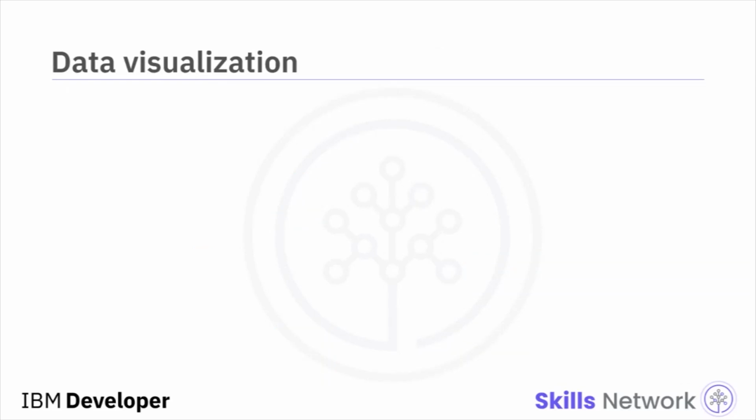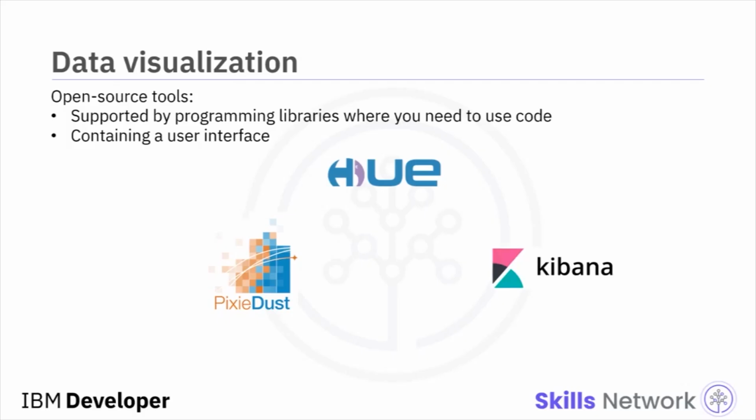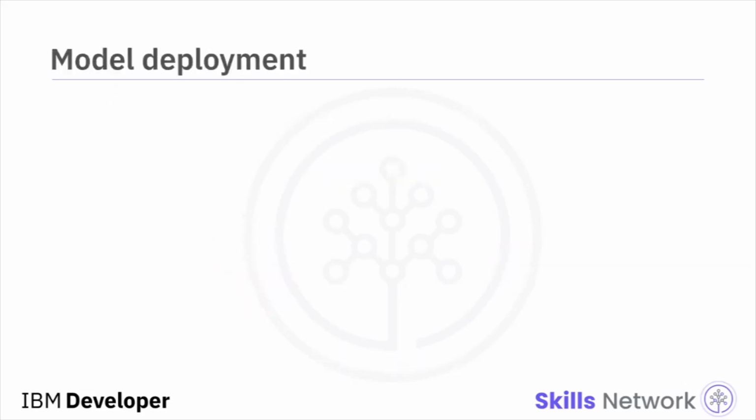Now, let's discuss the most widely used open source data visualization tools. You must distinguish between programming libraries where you must use code or tools containing a user interface. PixieDust is also a library but has a user interface that facilitates plotting in Python. A similar approach uses Hue, which can create visualizations from SQL queries, whereas Kibana, a data exploration and visualization web application, is limited to Elasticsearch as a data provider. And finally, Apache Superset is a data exploration and visualization web application. Model deployment is a crucial step.